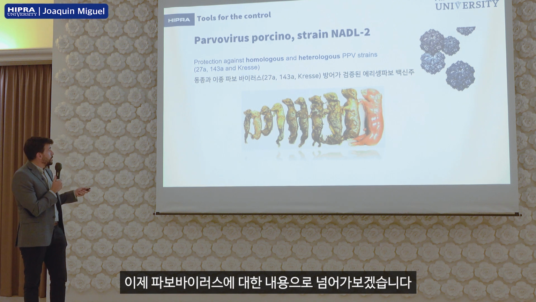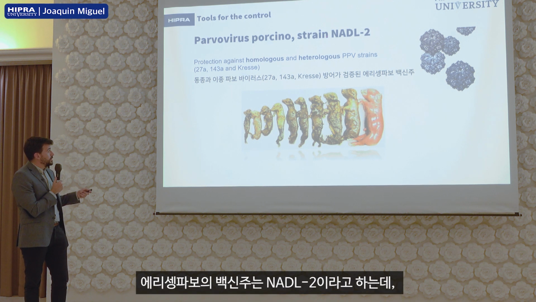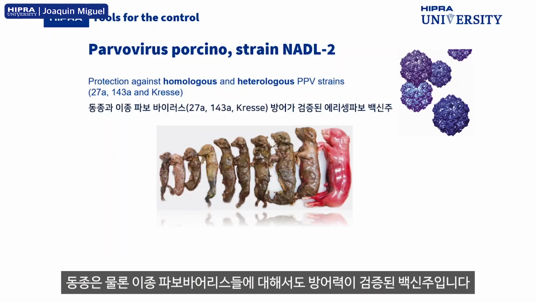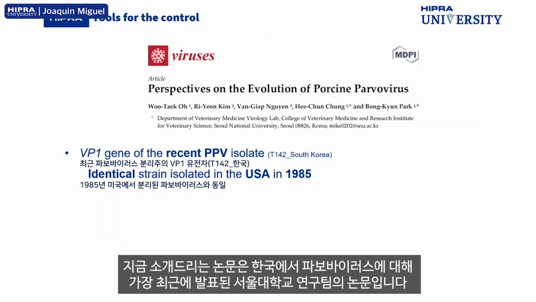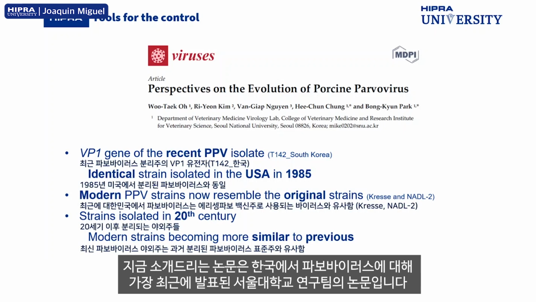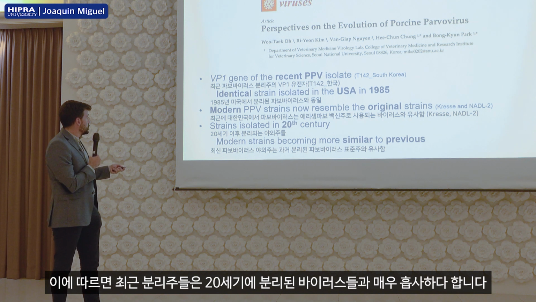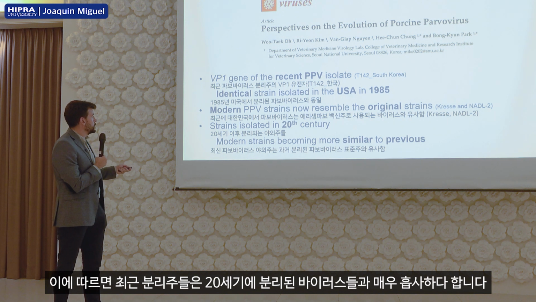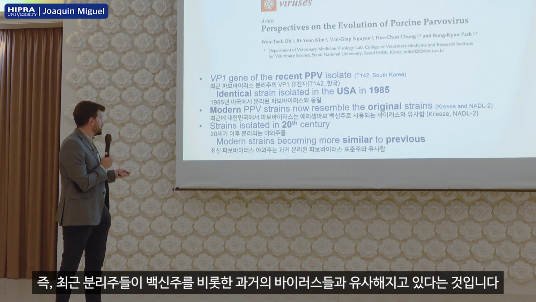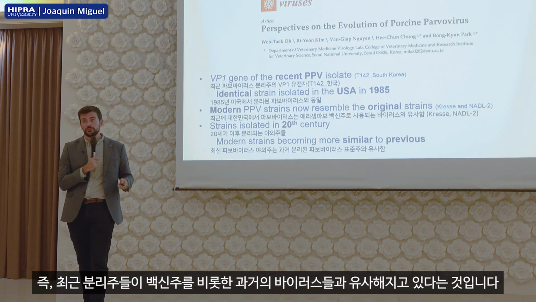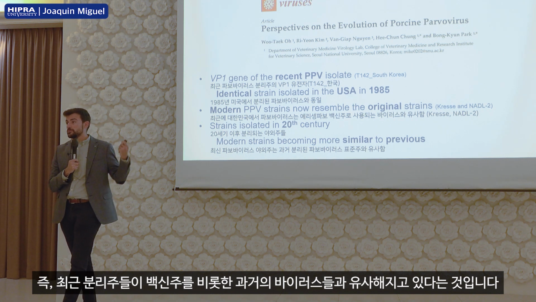Okay, and regarding parvovirus, we contain the strain NADL2, and we have demonstrated protection against homologous and heterologous parvovirus strains. On this paper, the last one that has been published here from Korea, from the University of Seoul, they report the latest parvovirus strains that have been isolated here in Korea. And they mention that the strains isolated are similar to the ones from the 20th century.